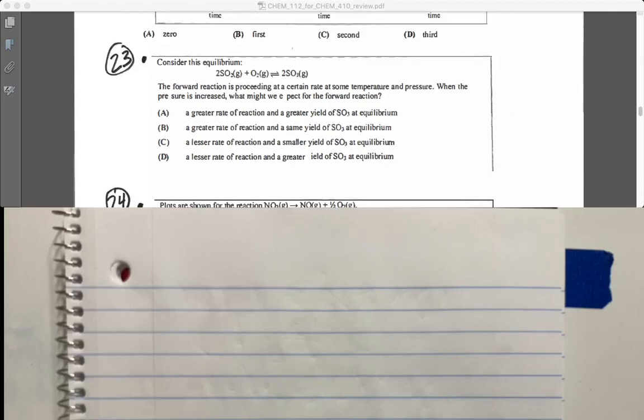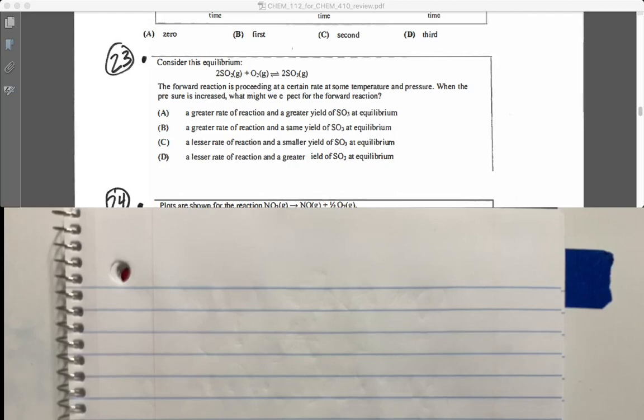Right, this is another one to talk through. So consider this reaction, 2 SO2 plus O2 gives us 2 SO3. The forward reaction is proceeding at a certain rate at some temperature and pressure. When the pressure is increased, what might we expect to happen for the forward reaction?